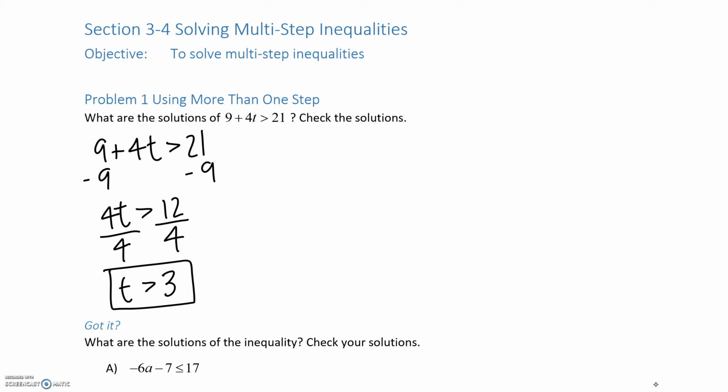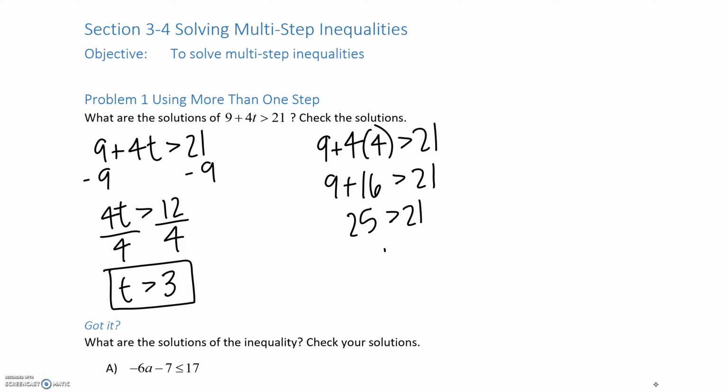When it says check the solutions, that means that we're going to see if any of our solutions work. So we're going to pick a number that's bigger than 3 to put back into this inequality. So a number that's bigger than 3, I always just go with the next number, which would be 4. So if we had 9 plus 4 times 4 is greater than 21, that gives us 9 plus 16 is greater than 21, and 9 plus 16 is going to be 25. Greater than 21, so we know that we got it right because 25 is greater than 21.